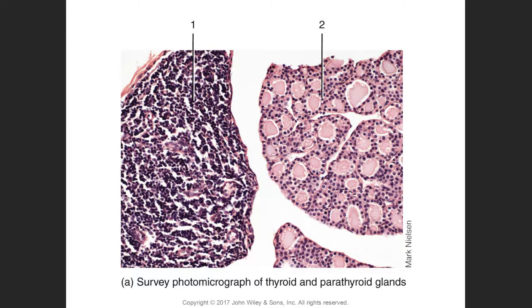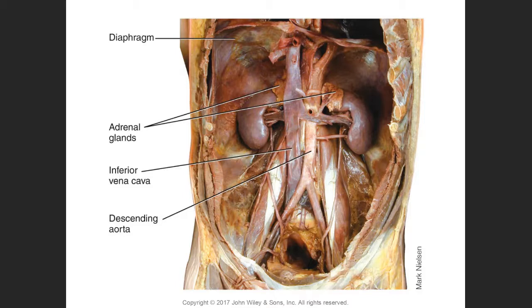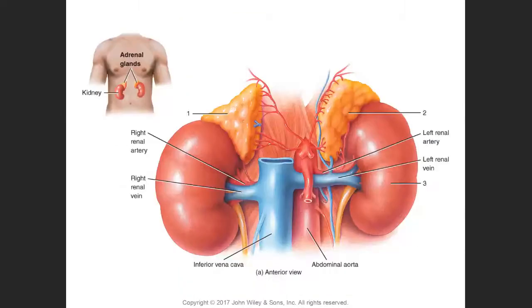Let me show you bigger thyroid. Here you can see the thyroid gland, you can see the follicle. Here you have number 3, which are the follicular cells. You can see number 4, which are parafollicular cells. And number 5, which we have here, is the colloid. And here in this picture, you can see the adrenal glands or suprarenal glands, which are located on the top of our kidneys. Here is the adrenal gland, right adrenal and left adrenal gland.